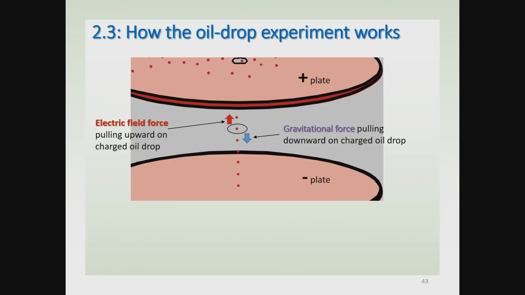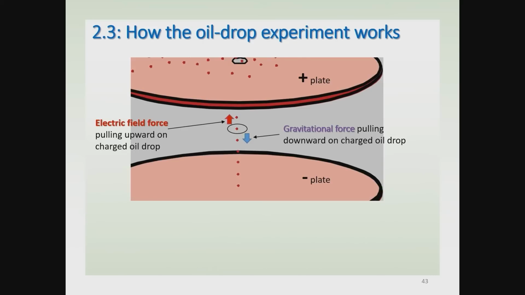And so what he was able to do was adjust the amount of the electric field between the plates such that he was able to balance the electric field exactly with the gravitational field working on that droplet. So he knew they exactly balanced when the droplet was motionless.